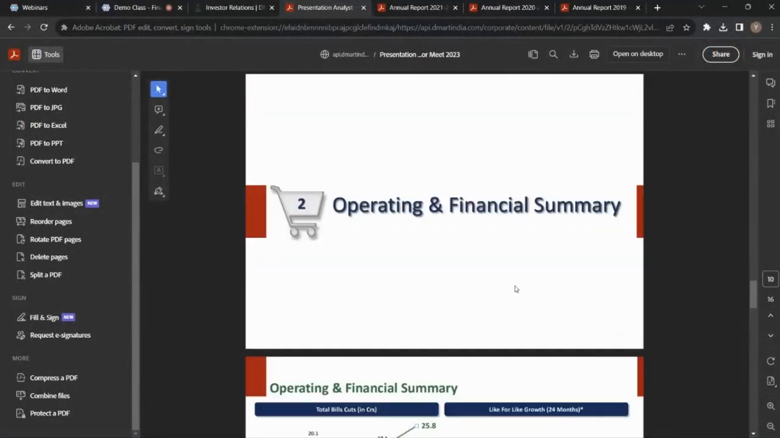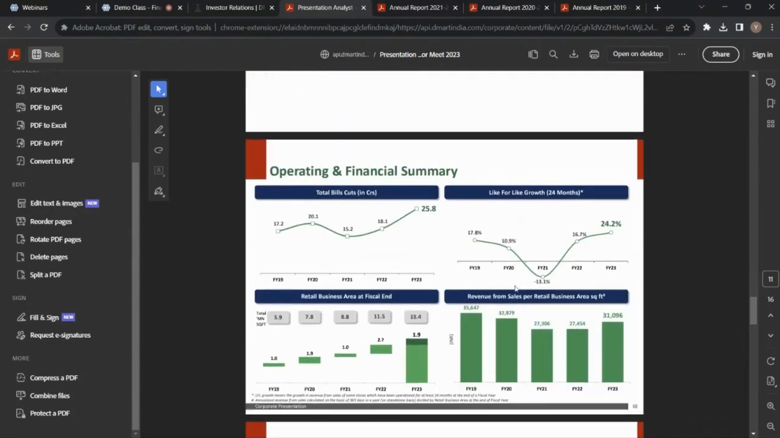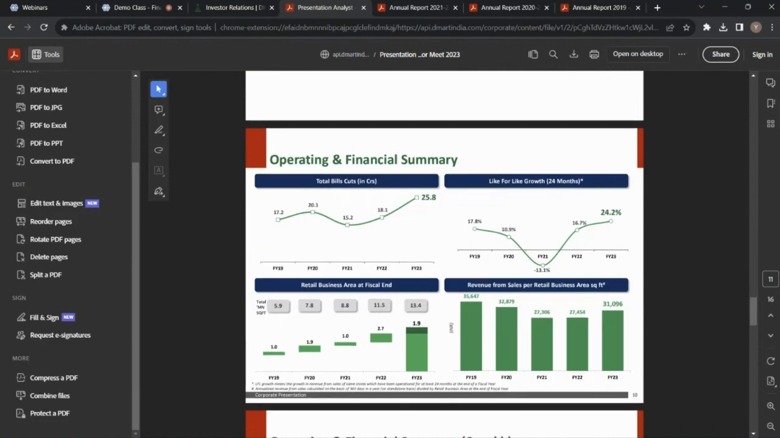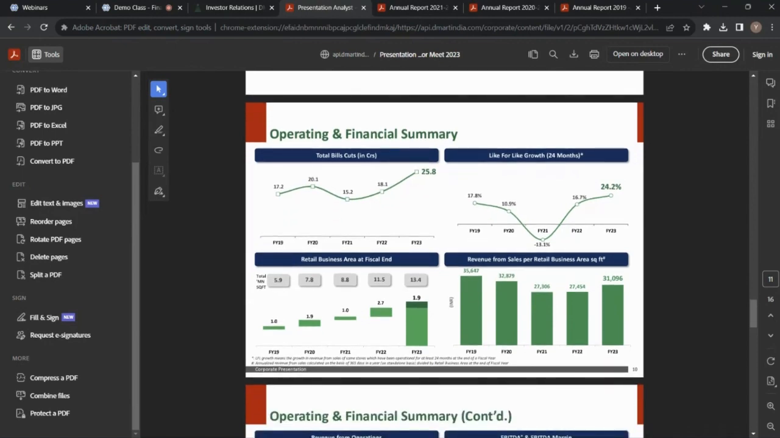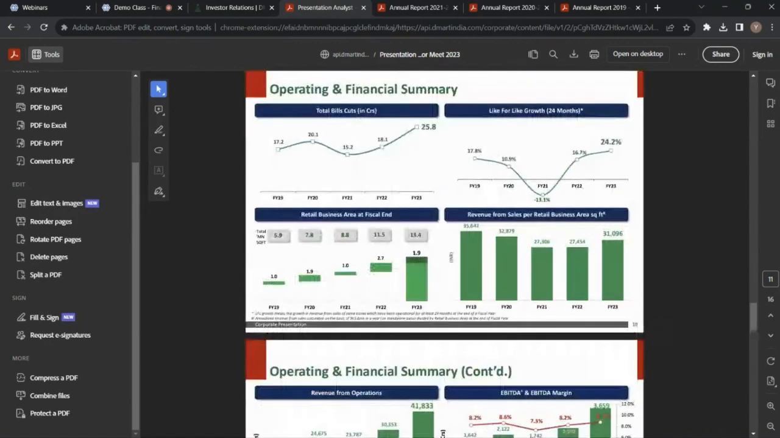Okay. So number of stores is something that is there. Apart from that, they are now getting into operational and financial metrics. Number of bill cuts: how many times the billing happened during the year. This data is in crores. So this could also be useful, but let's look at what else we have. Like for like growth is the growth of those DMart stores which have been in existence for at least 24 months, compared to last year.